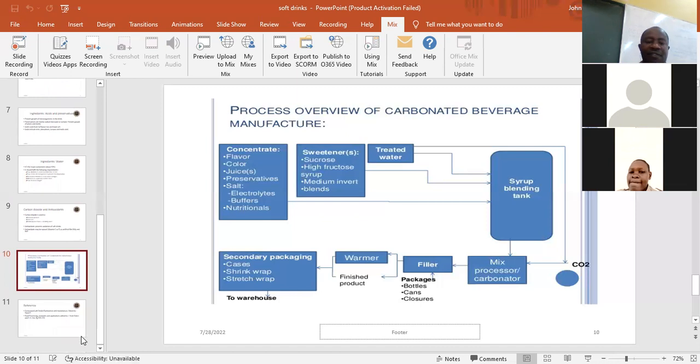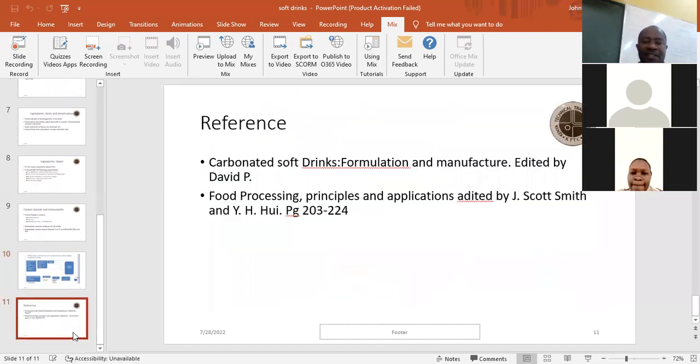So then finally, you have these references. These are the references that you can go and refer to. You have this book, Carbonated Soft Drink Formulation and Manufacture, edited by that person. And you also have Food Processing Principles and Application, edited by Joy Scott.